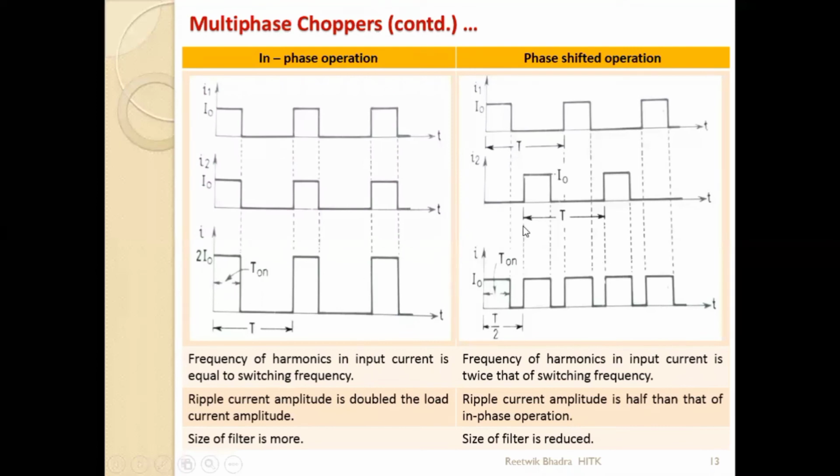For this figure, you can observe that alpha is less than 0.5, because you can see T is greater than T on. You can understand from this figure only. This much is off, this much is on, so obviously T on is less. So it is less than 0.5. Now what we'll get is that the magnitude will be I naught only. See, the magnitude is I naught only.